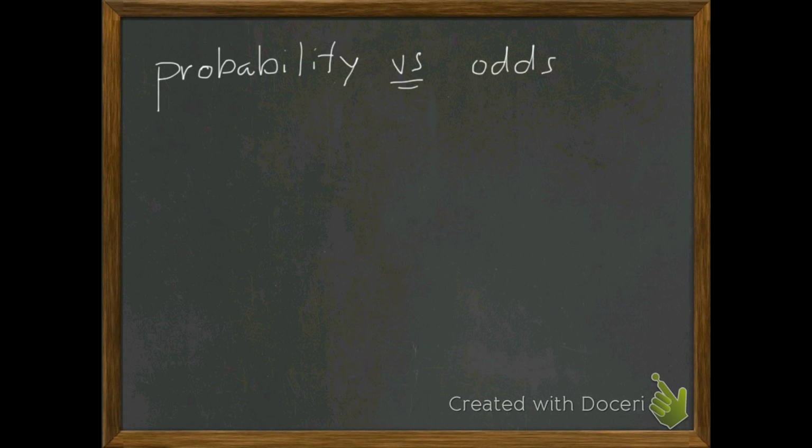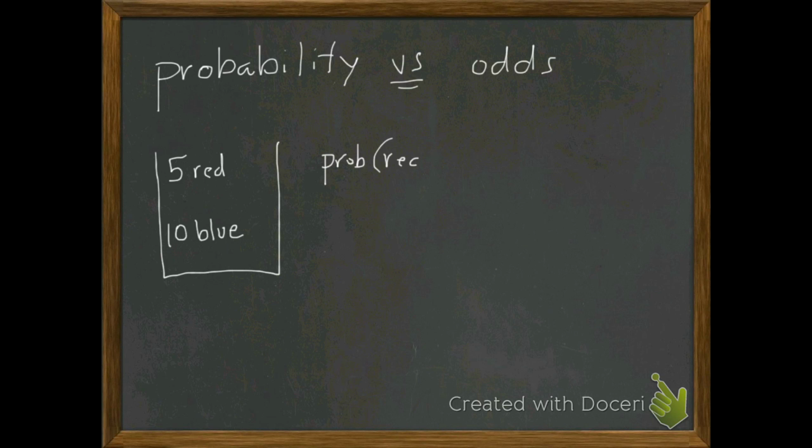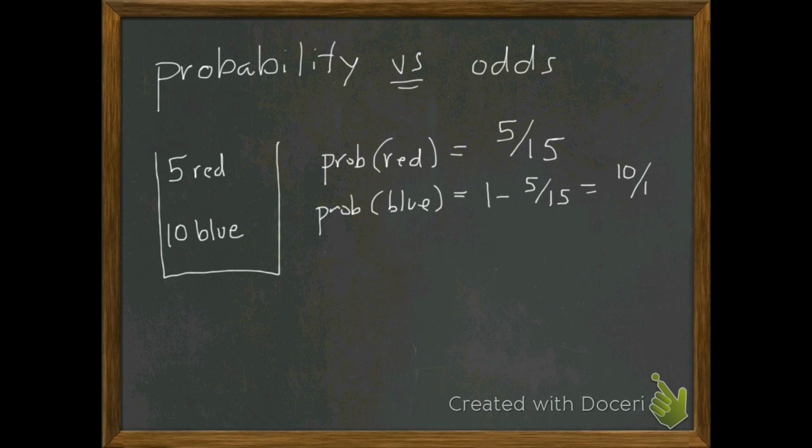So, guys, probability versus odds. It's something you probably know, but again, I don't want to take the chance. So, let's say that we have a jar, and let's say that we have 5 red marbles in the jar, and we have 10 blue marbles in the jar. So guys, obviously the probability of selecting a red marble would be 5 out of 15. Probability of selecting a blue would be 1 minus 5 out of 15, which would obviously be 10 out of 15.